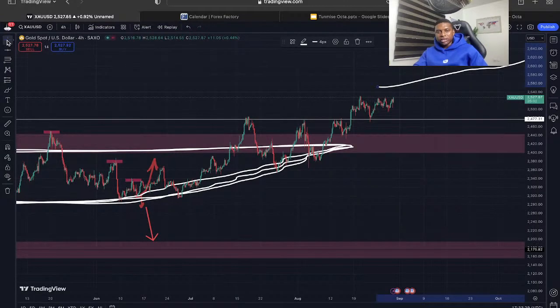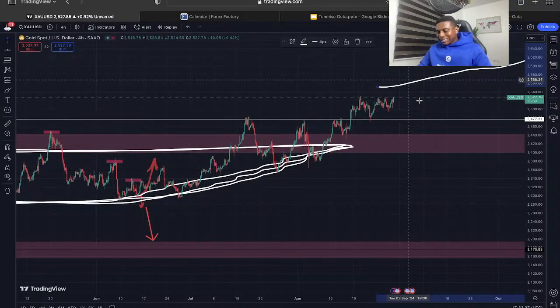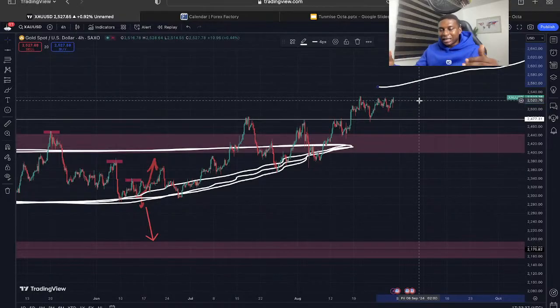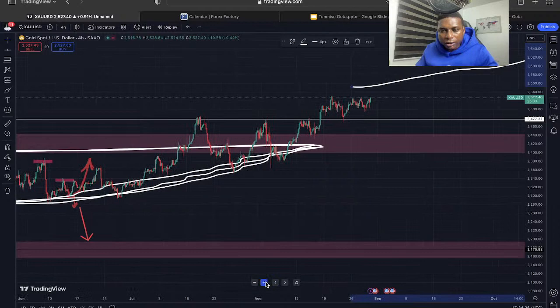A higher high is a bullish momentum that shows price moving higher, creating a new high from the previous high. So here's what we're going to do. Okay, I'm zooming in. Awesome.